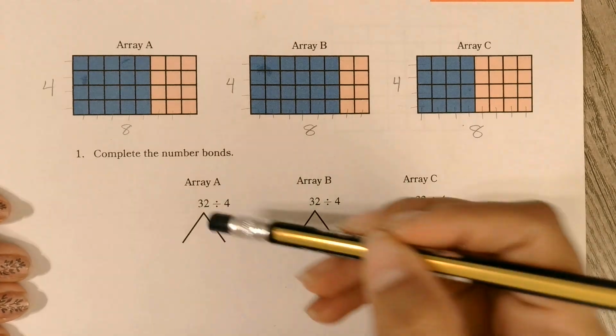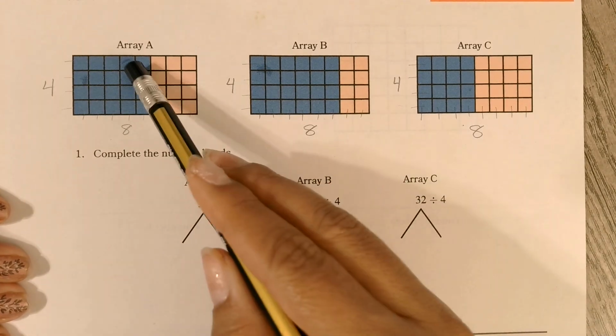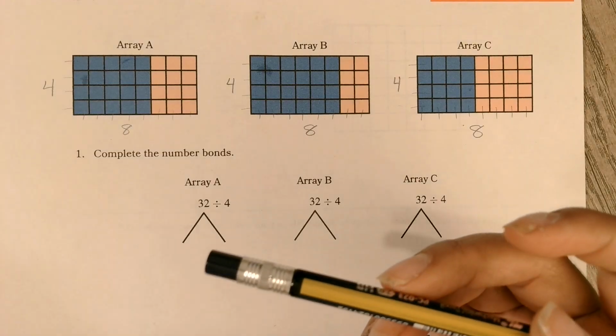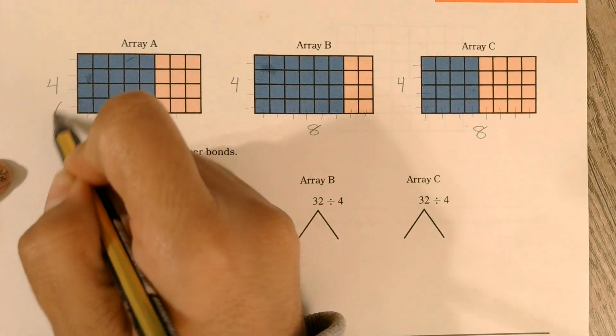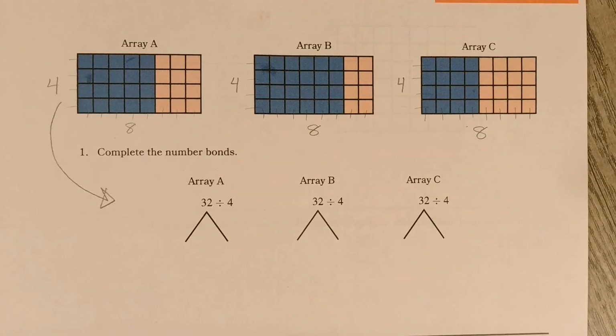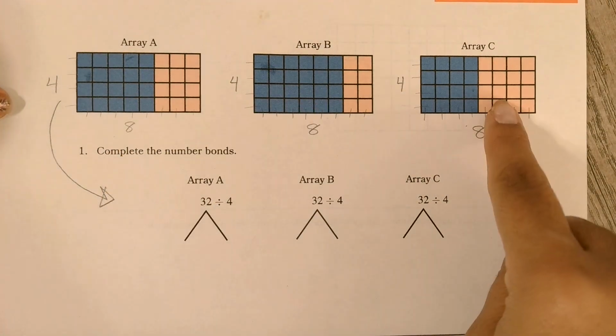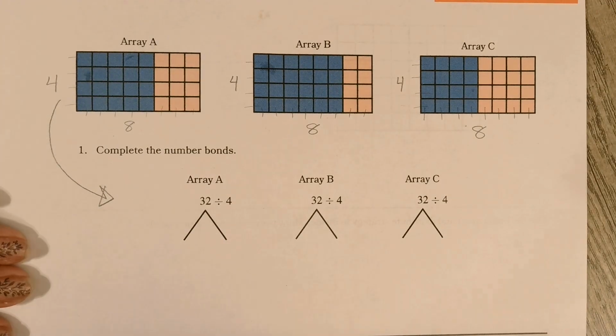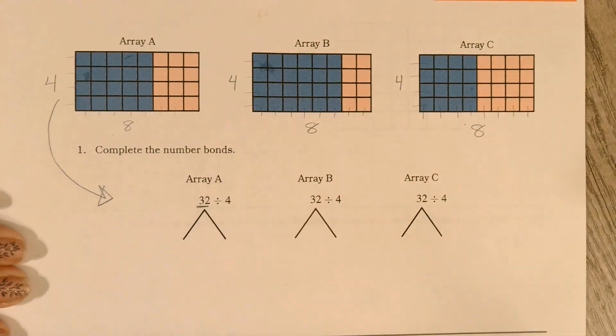All right, so we're going to go ahead and work on array A. So we're going to look at this one here, okay? So I don't forget, maybe I'll just put an arrow here. So this connects to this number bond. Right now, I'm going to tell you that all of these have 32 boxes. Okay, so 32 pieces, which is why I'm starting with the 32.